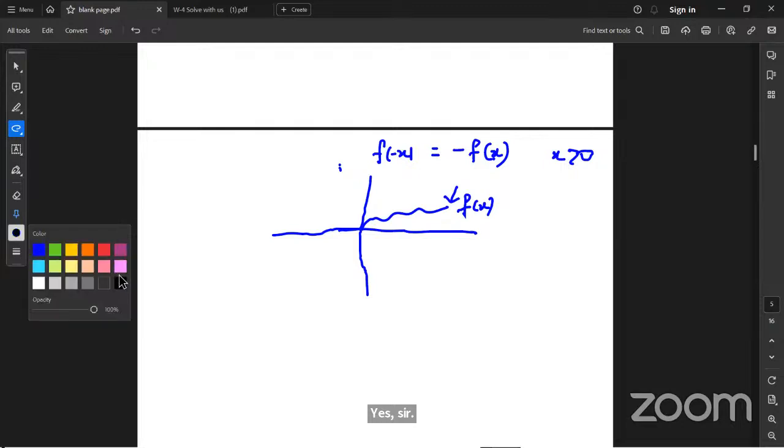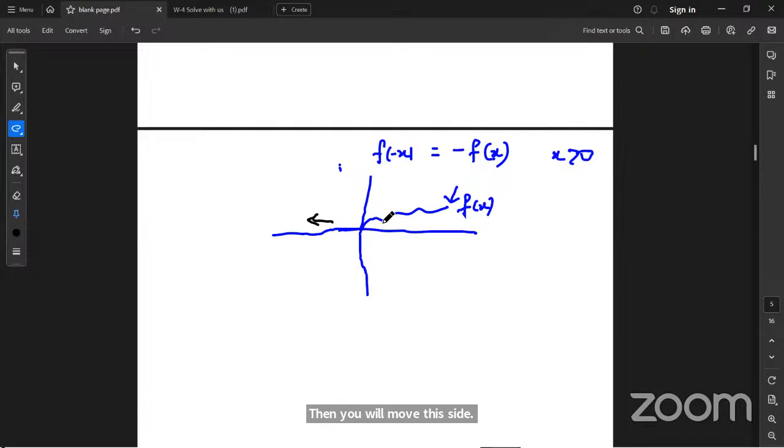Let me change the color. When you move this side, your function is behaving like this. So what is your fx? If you go this side, your fx is behaving like this, negative. But here you are saying just take the negative part. So what is the negative image of this part? This is like this.